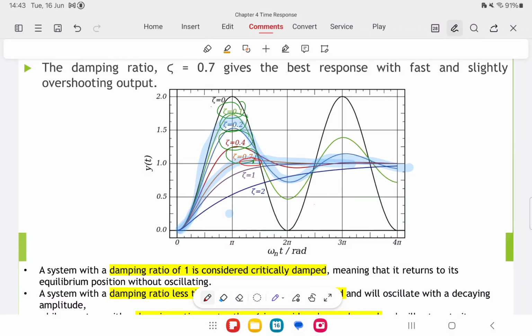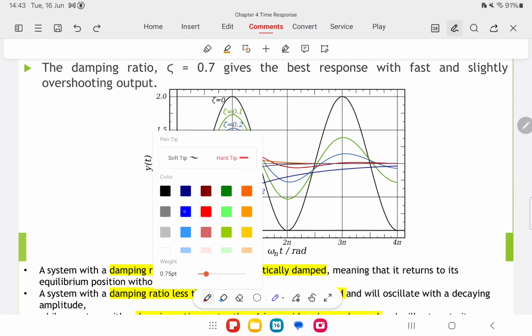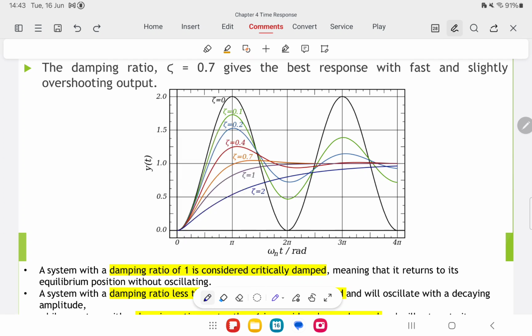Case ketiga apa? Case ketiga yang mana satu? Warna apa? Case ketiga yang ni, graph dia naik terus. Okay, so that is the third case. Okay, fastest response without oscillation. Alright, so that is the third case.